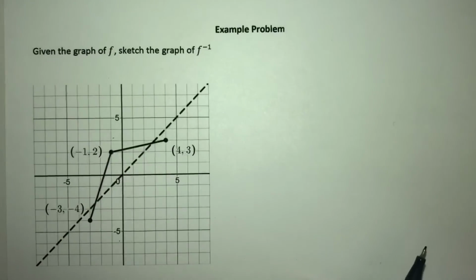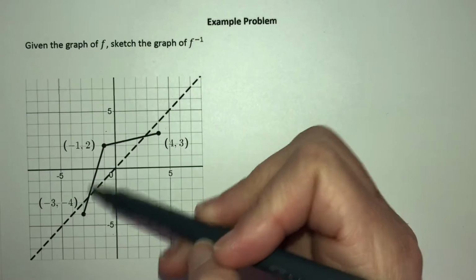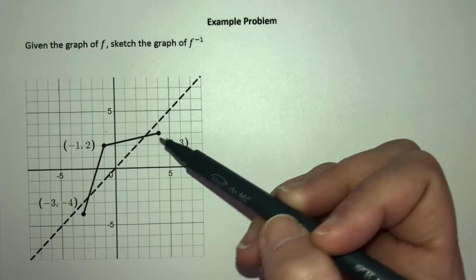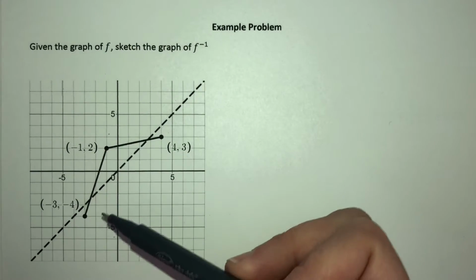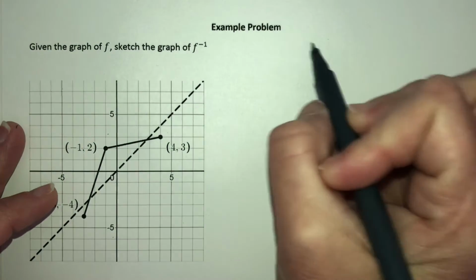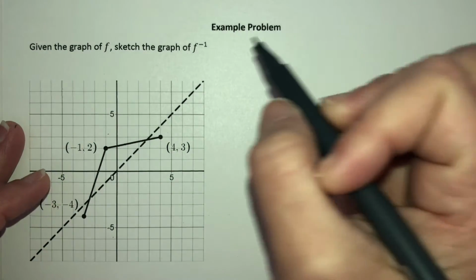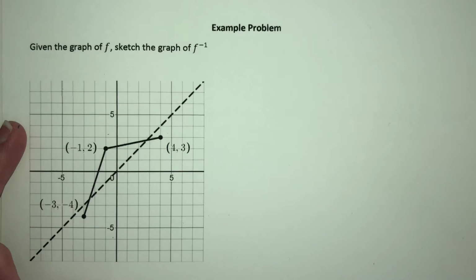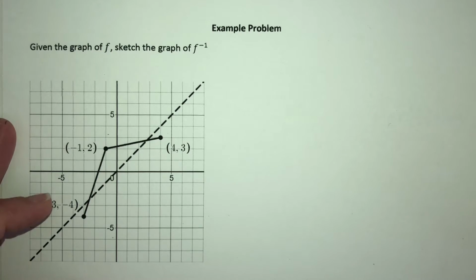If we look at this example problem, we are given this graph of f, and we are asked to use this graph, when we don't know a formula for it whatsoever, to develop the graph of the inverse. Well, all that's happening is that the function takes your x to your y, and the inverse takes the y and goes to the x. All we are doing is flipping every ordered pair.